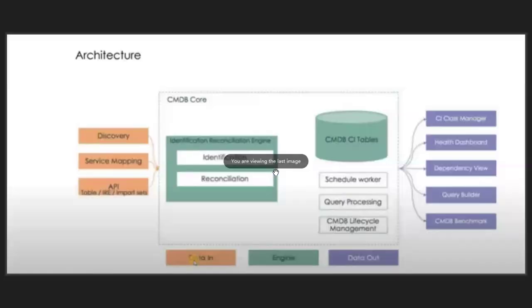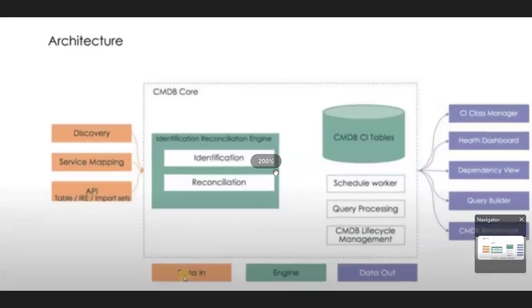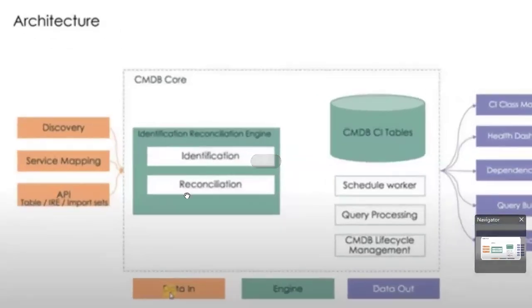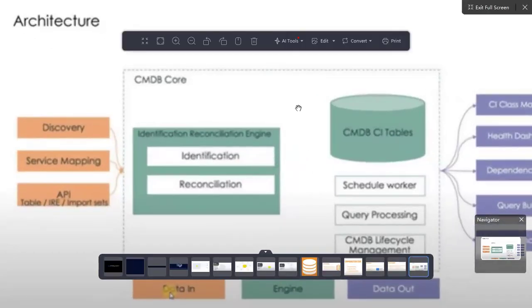If it is duplicate data, what happens is it will update the existing data. Reconciliation means it will send this data to the CI class that we are recognizing with the reconciliation.